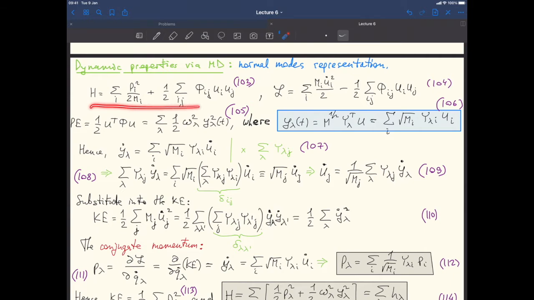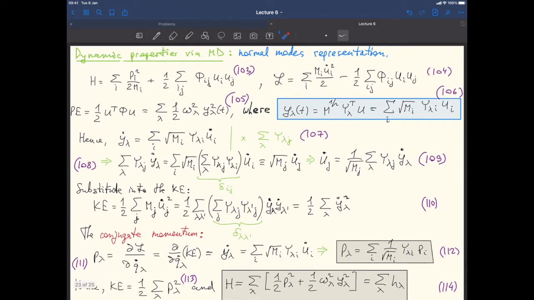The same can be done for the Hamiltonian as well. In the case of the Hamiltonian, we need to work out what is the momentum p_lambda conjugate to the normal mode y_lambda.